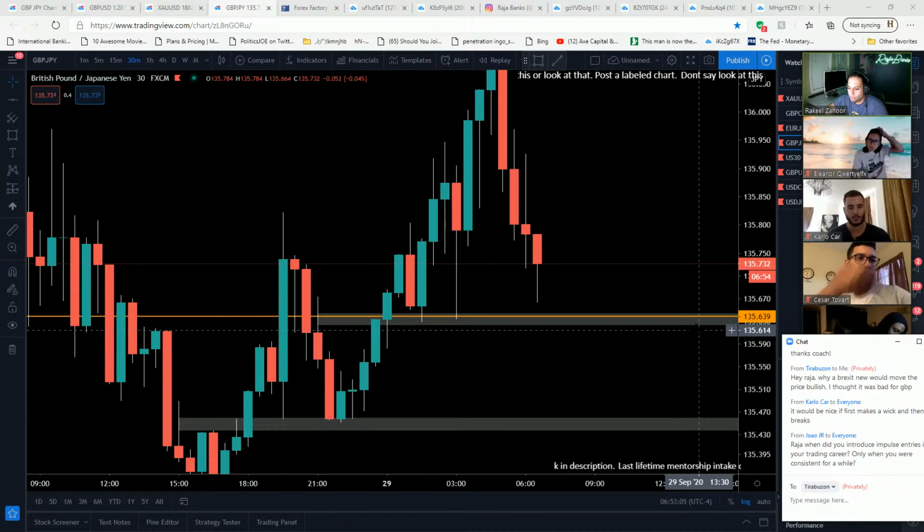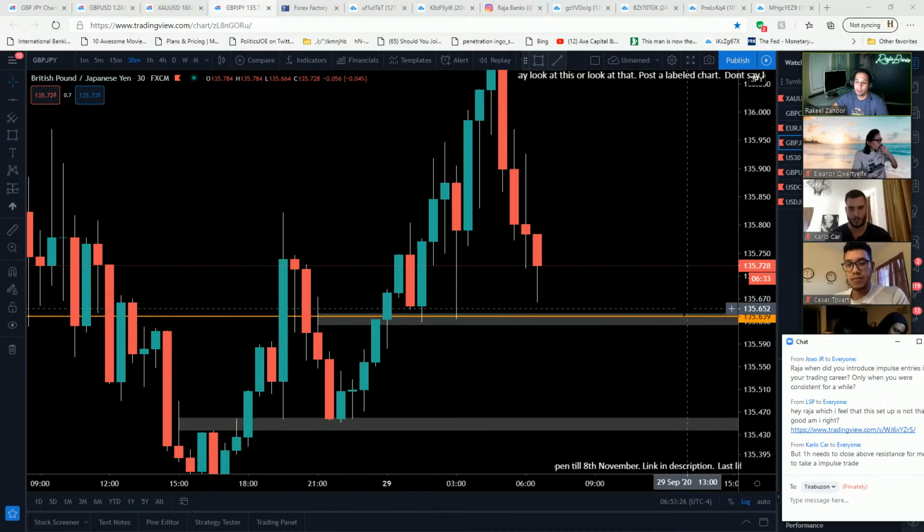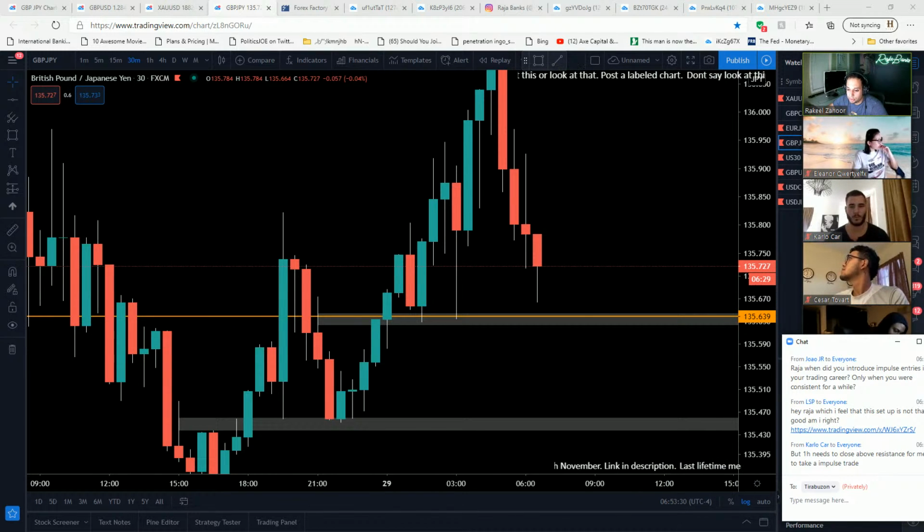Why would Brexit news move the price bullish? I thought it was bad for GBP. Yeah, see, this is the thing. I think the way the market views any Brexit news is good for the pound. That's how the market views it, and to me, that's enough to know. I've been looking at Brexit since 2017, 2018, and every time they've mentioned Brexit, prices just moved up. So that's the bias I go with most times.